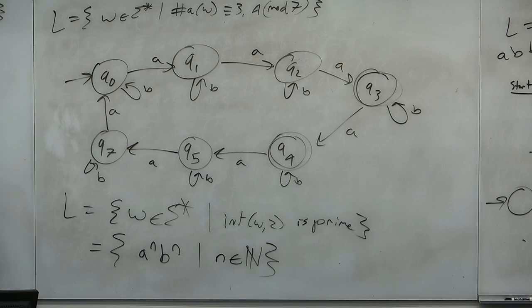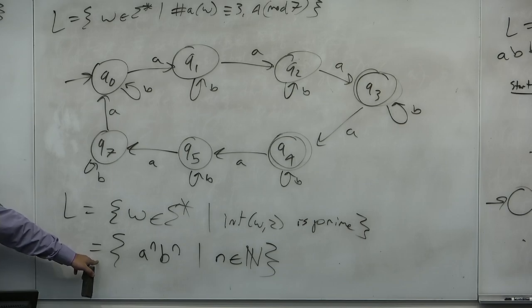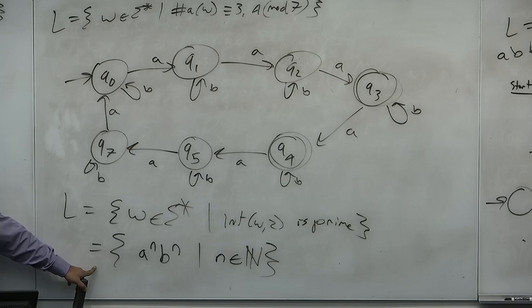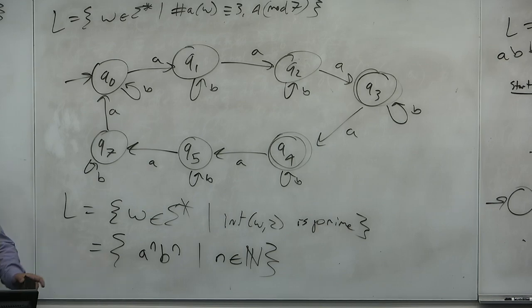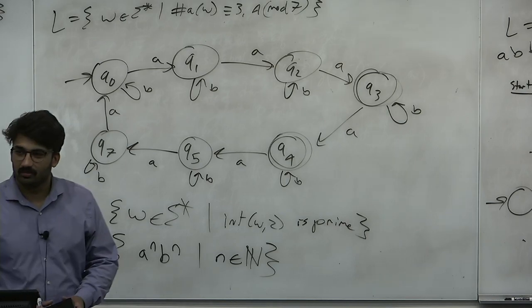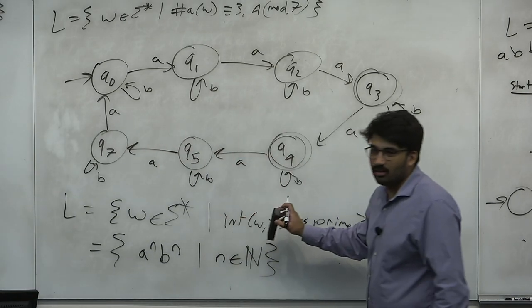But the language a to the n, b to the n is infinite. So there exists a string in this language of length 2 million. Would the DFA of 9 states correctly accept the string of length 1 million? No. That's basically what happens. The language is infinite. The states are finite. It can only keep track up to a finite subset of this and not everything. It fails, unfortunately. Right. More questions on this?